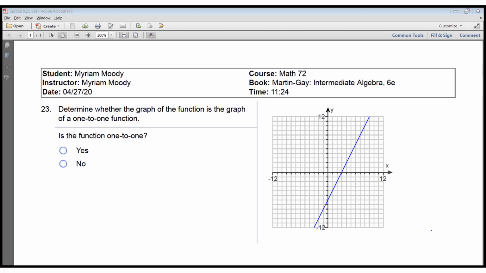I need to know if this graph is going to represent a one-to-one function. Now here's the deal. It's definitely a function because every x goes to exactly one y value. But I have to make sure that every y value has a single x. Here's a y, and gratefully it comes from only a single x. Here is another y, and when I push it to the line, it only comes from a single x. This one is definitely a one-to-one function.